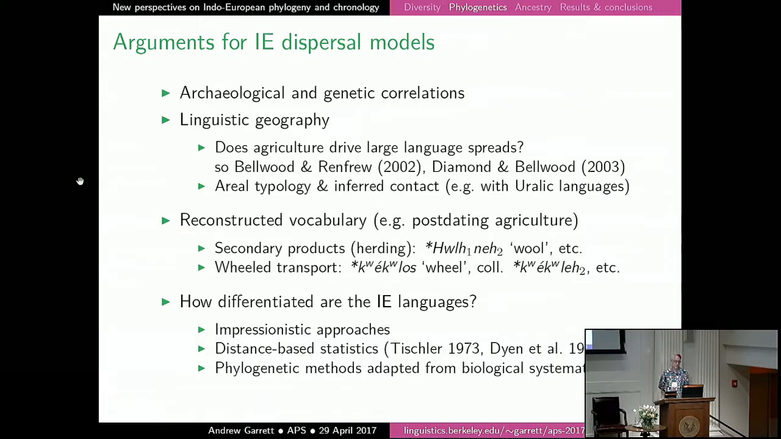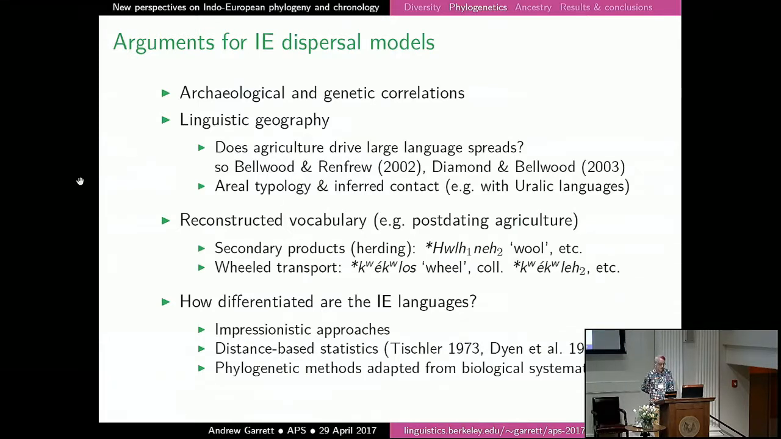The last class of arguments is the one that I'll talk about in my remaining 9 minutes and 41 seconds. These are arguments about the differentiation of the Indo-European languages. Traditionally, linguists look at the languages and they say, oh, those languages don't look that different, so they must not be that old. The differentiation must be relatively recent. These languages look like English and German, so they must be 2,000 years differentiated or something. This is not quantified and it's kind of hard to defend.